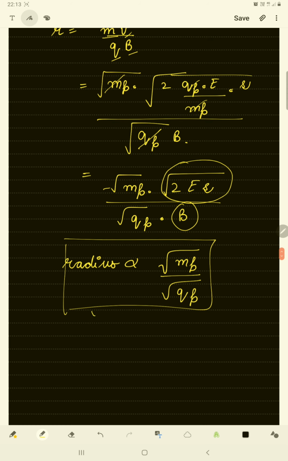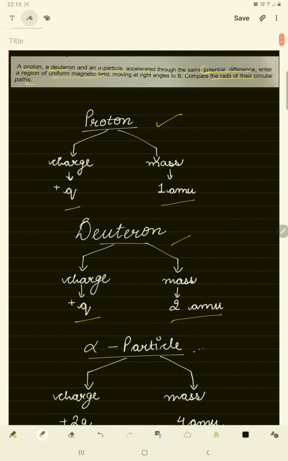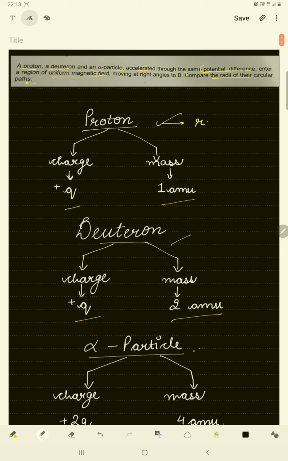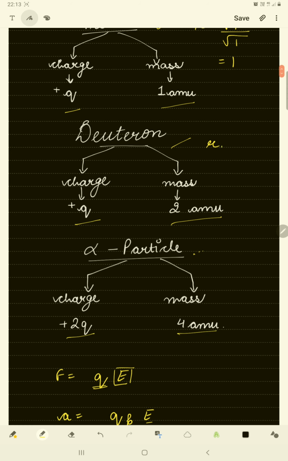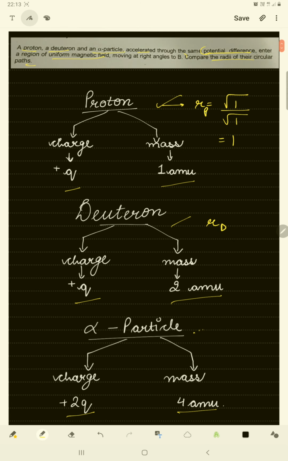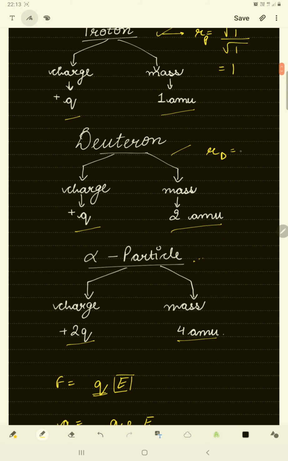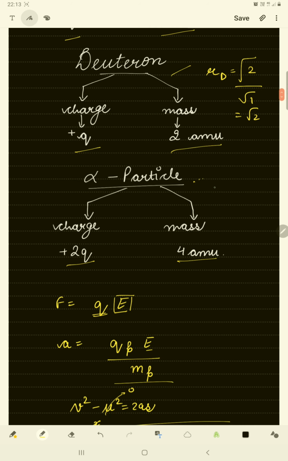Now just finding out the radius. The radius of the proton would be square root of mass upon square root of charge, which is equal to 1. The radius of the deuteron is square root of 2 upon square root of 1, so it is actually square root of 2. The radius of alpha is square root of 4 upon square root of 2, so this is root 2.